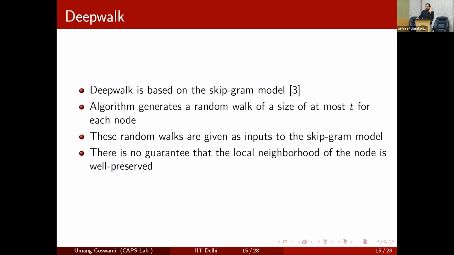So this is just a random walk, and now in the last point we can see there is no guarantee that the local neighborhood of the node is well preserved, which has to be the case. Because we are not biasing it, it will move in a particular random direction and we won't be able to control it, so we may or may not be able to preserve the local neighborhood of the nodes.